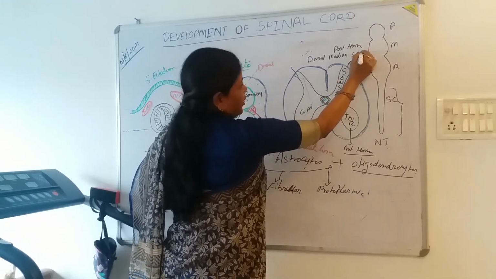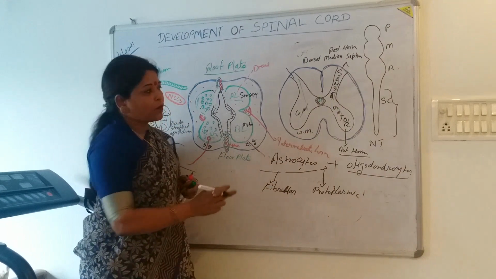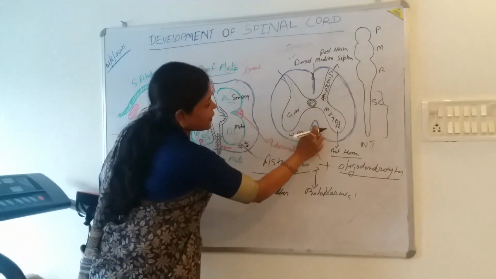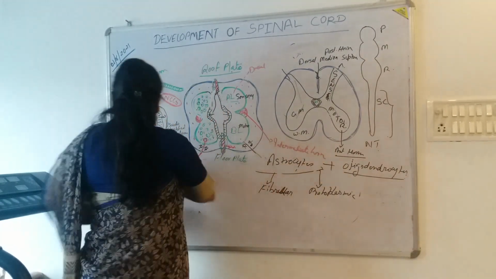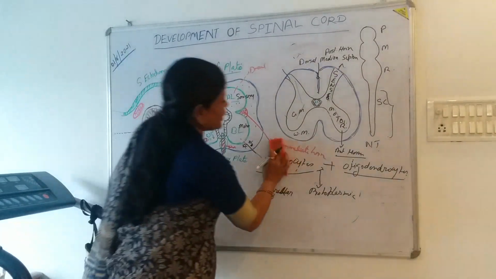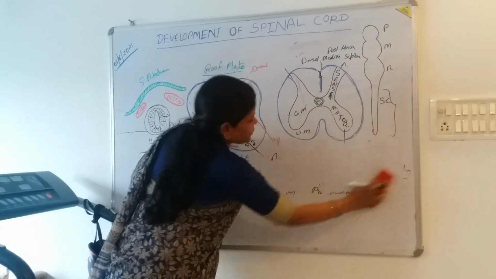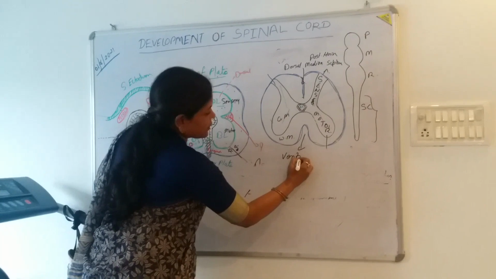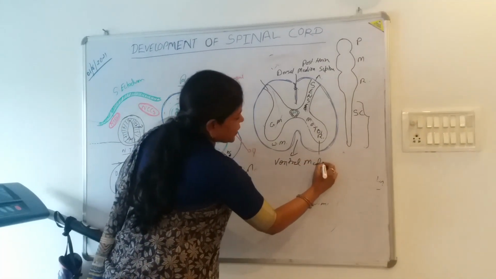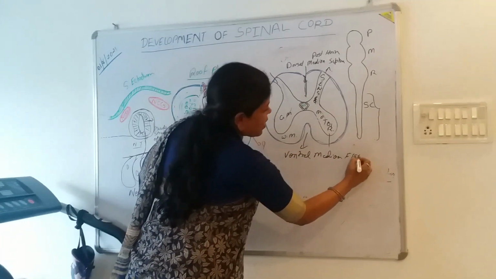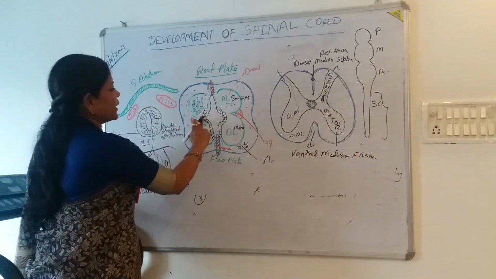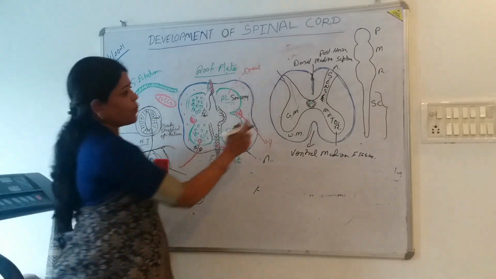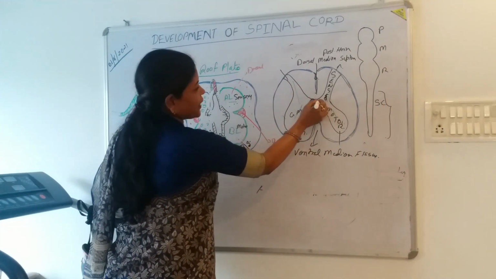In an adult spinal cord, what you will see: this is the dorsal median septum, and here it is the ventral median fissure. Here it is what? This one is the ventral median fissure. The rest of the lumen is present in the form of a central canal.